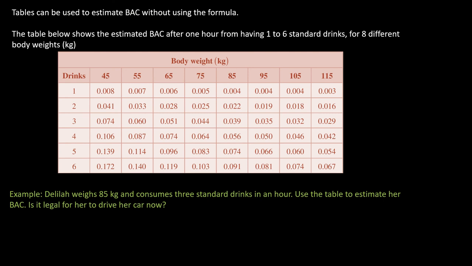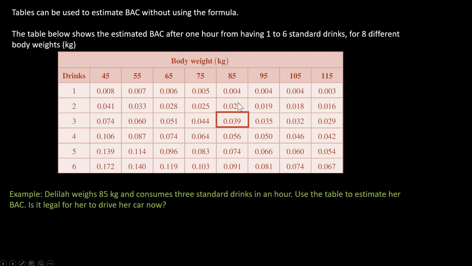Delilah weighs 85 kilograms, consumes 3 standard drinks in an hour. Use the table to estimate her BAC. Is it legal for her to drive her car now? Let's have a look. So we've got 85 kilograms and 3 standard drinks.